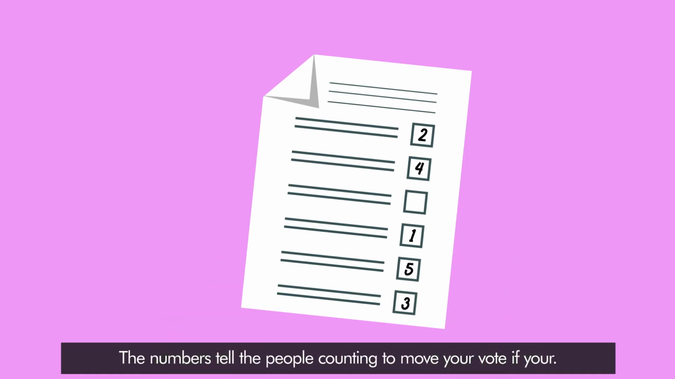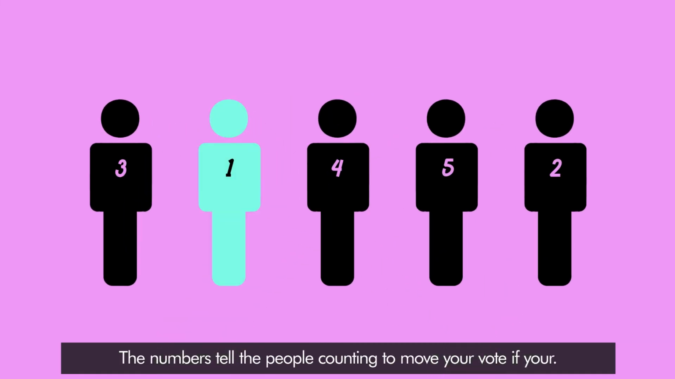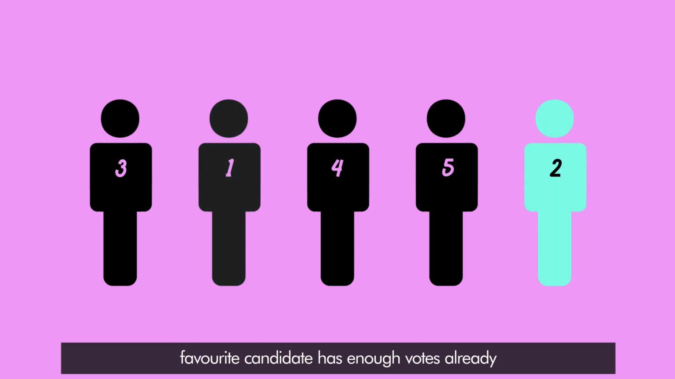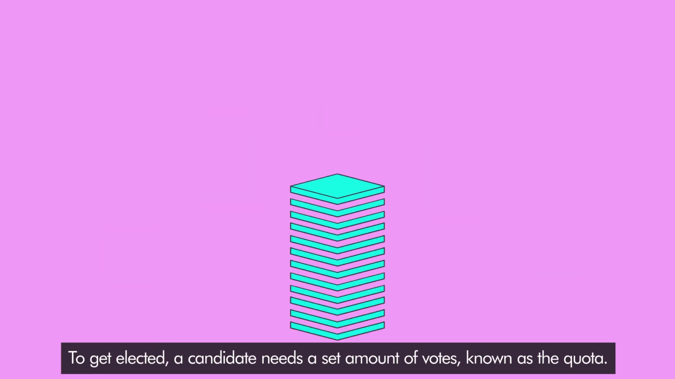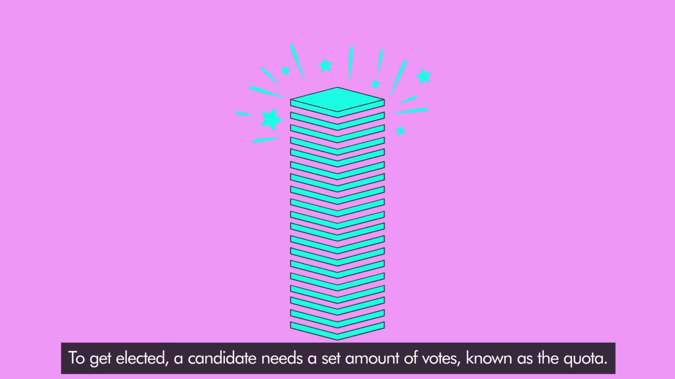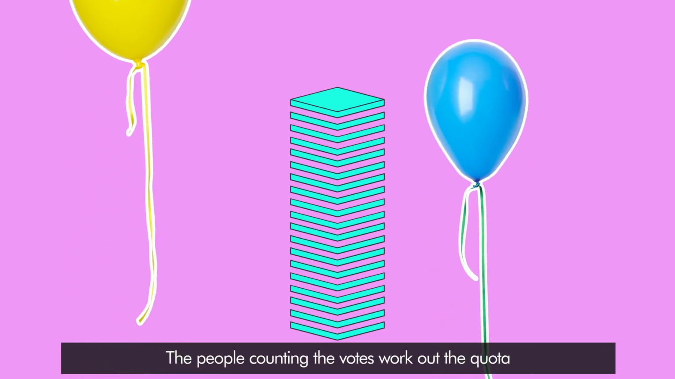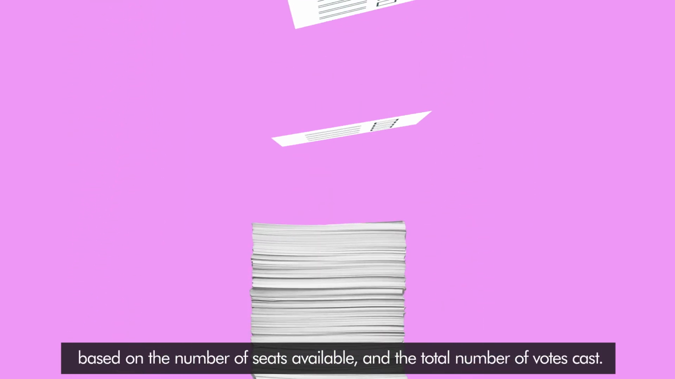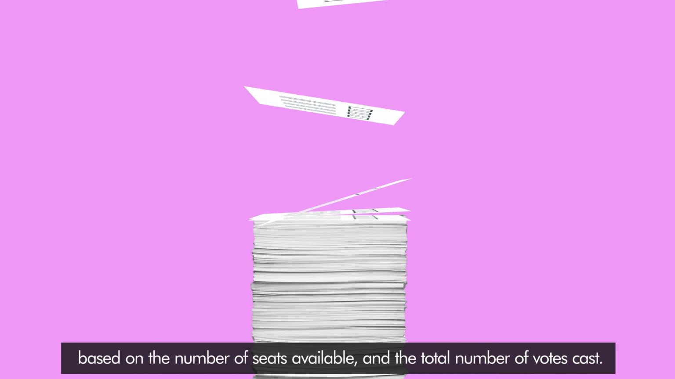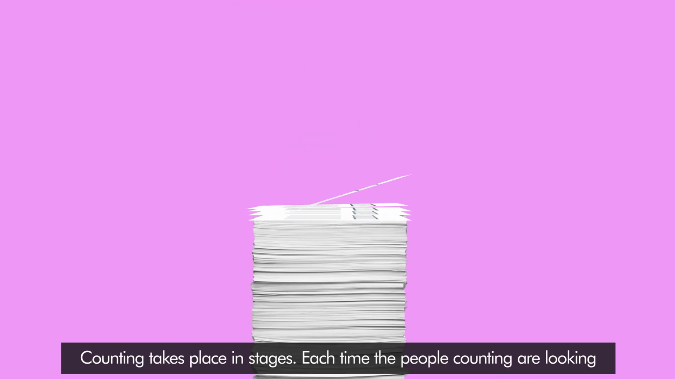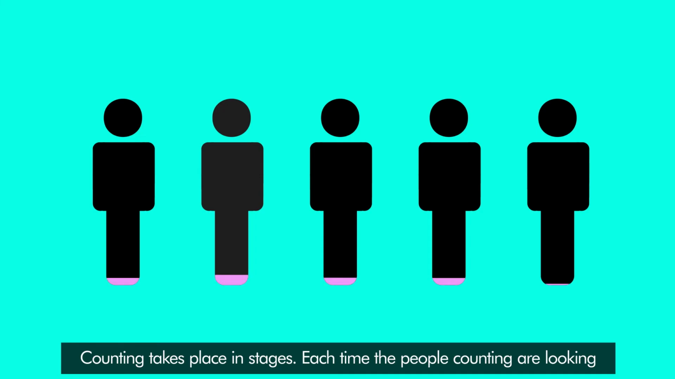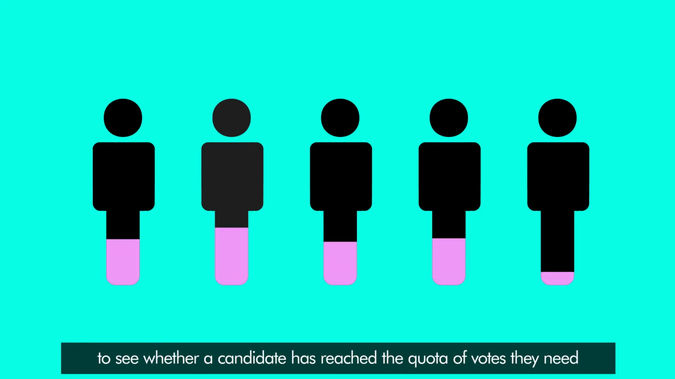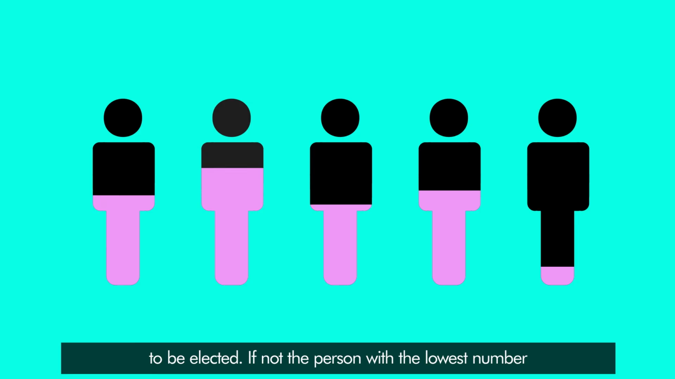The numbers tell the people counting to move your vote if your favourite candidate has enough votes already, or stands no chance of winning. To get elected, a candidate needs a set amount of votes, known as the quota. The people counting the votes work out the quota based on the number of seats available and the total number of votes cast. Counting takes place in stages. Each time the people who are counting are looking to see whether a candidate has reached the quota of votes they need to be elected.